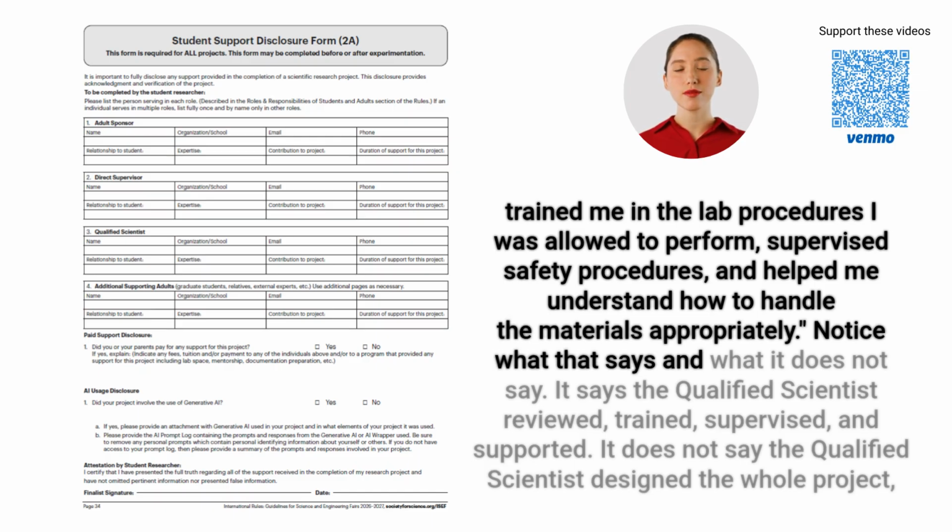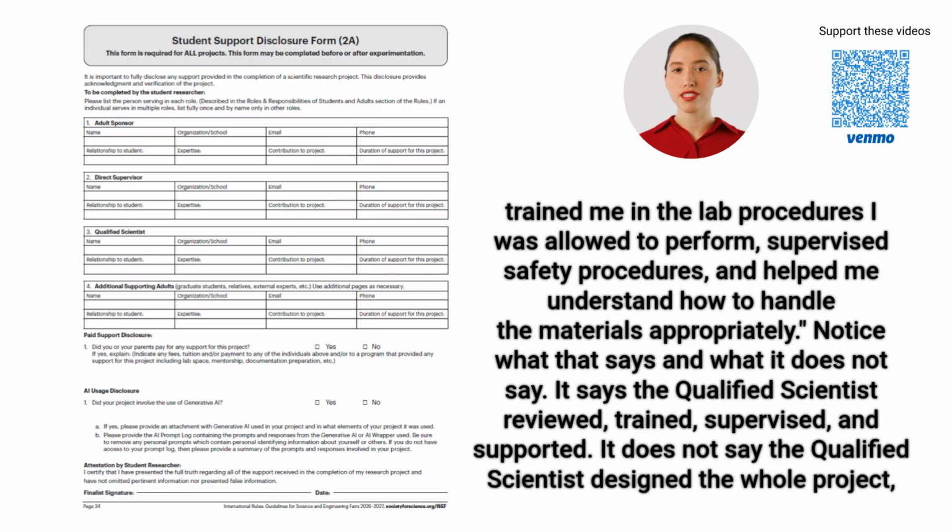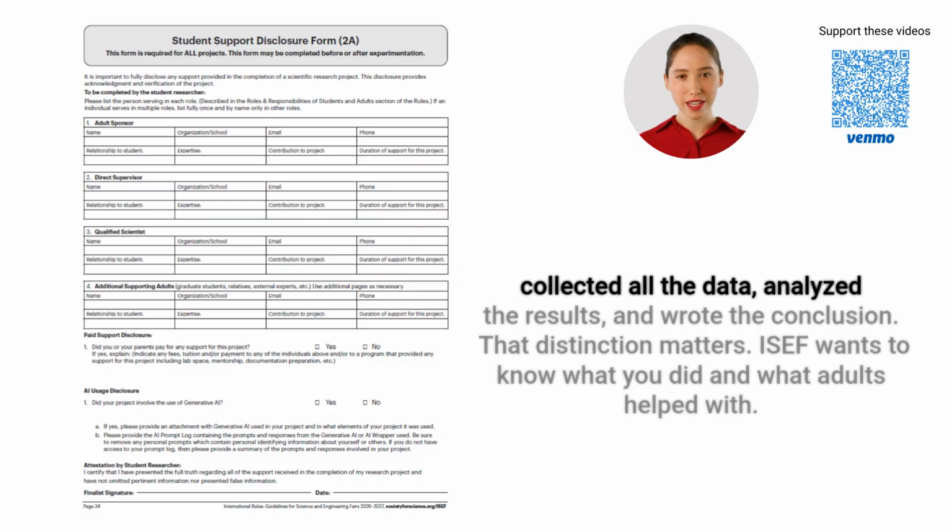Notice what that says and what it does not say. It says the qualified scientist reviewed, trained, supervised, and supported. It does not say the qualified scientist designed the whole project, collected all the data, analyzed the results, and wrote the conclusion. That distinction matters. ISEF wants to know what you did and what adults helped with.